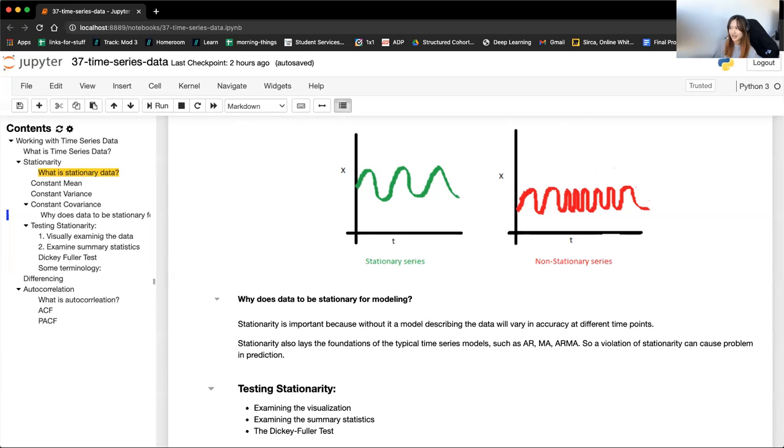If you had a plot, let's just draw a really quick example. Let's say this is your error graph. Remember there's a red line that goes across the middle. And if your residuals sort of look like this, that's basically what this is saying: the model describing the data will vary in accuracy at different time points.